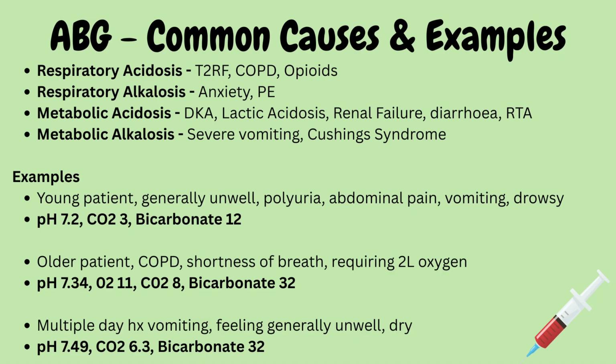Let's say we have a patient that has been vomiting repeatedly for several days. Their pH is 7.49 and their CO2 is 6.3 and the bicarbonate is 32. So the pH is high, so they are alkalotic. The bicarbonate is high, and a high bicarbonate causes alkalosis. So I'd be thinking, is this a metabolic alkalosis? The CO2 is also slightly raised, so this patient may be having a respiratory compensation. And again, clinically, a very common cause of metabolic alkalosis is vomiting.